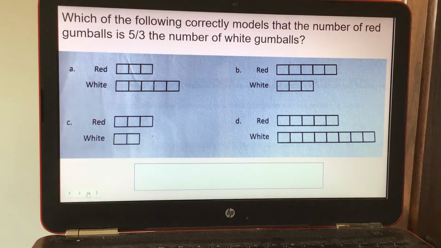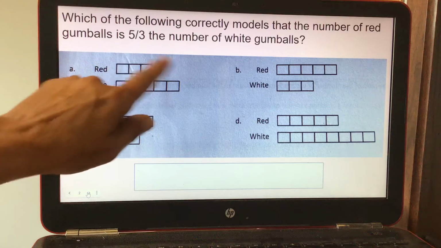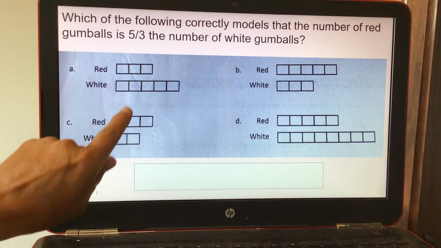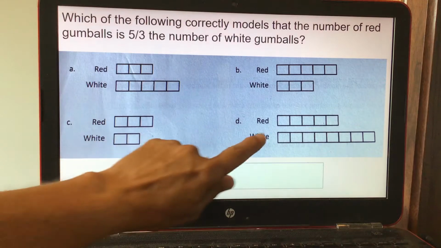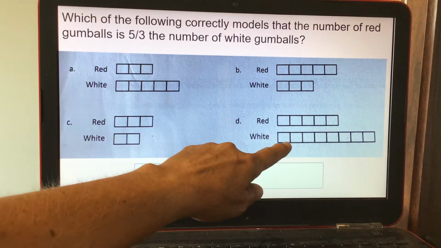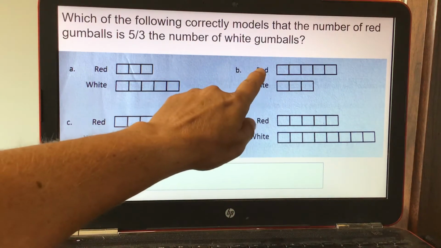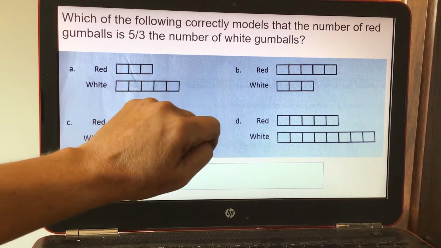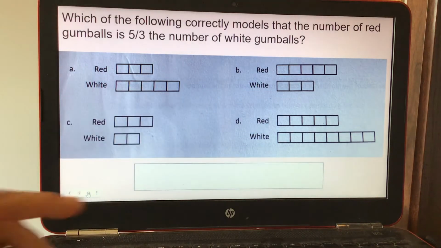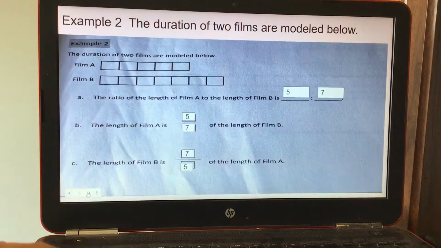Okay, so which of the following correctly models that the number of red gumballs to the number of white gumballs is 5 to 3, 5 over 3? First thing you're going to look for is 5 red. That eliminates A and C. D has 5 red, but it has 8 white. So the only answer it could be is B, which is 5 red to 3 white. This is also on page S27.